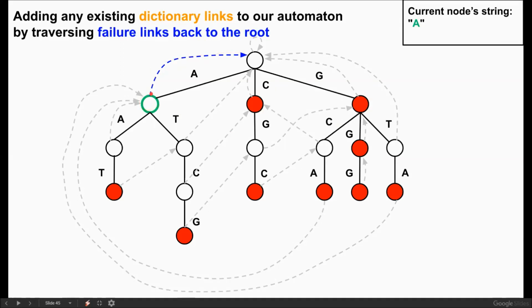So what we can do is traverse the failure links, in this case just one, back to the root and see if we hit a word node, and we don't, right? We go straight to the root and we didn't hit any word nodes. So that means that this node does not have an outgoing dictionary link.